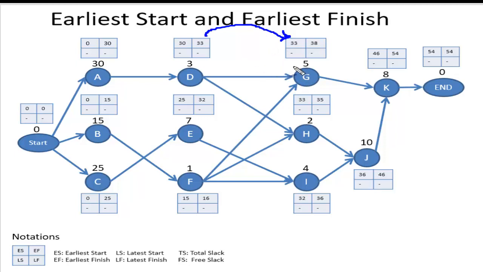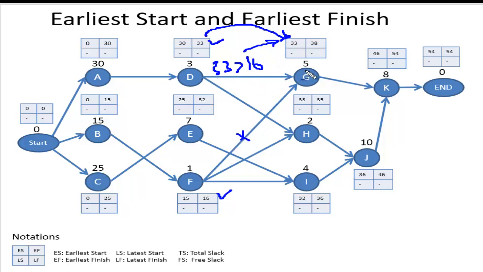Yes, there is contention. See, for this G, because I told you the start time is the maximum of the earliest finish times of all the incident activities, or all the predecessors. So now G has two predecessors, D and F. It has 16 as a finish time and this one has 33 as a finish time. So which is bigger? 33 is greater than 16. Therefore G has the start time as 33, not 16, because 16 is smaller.